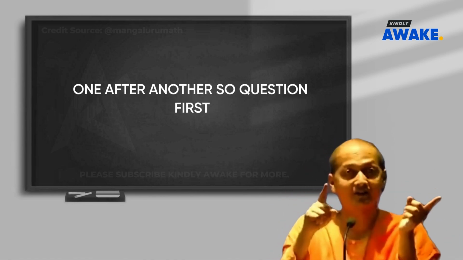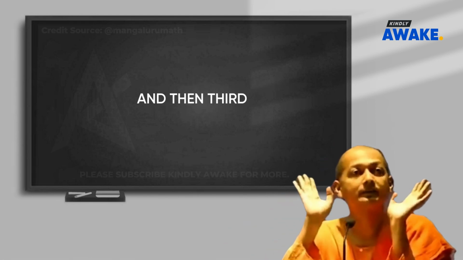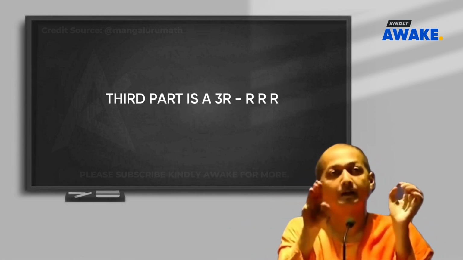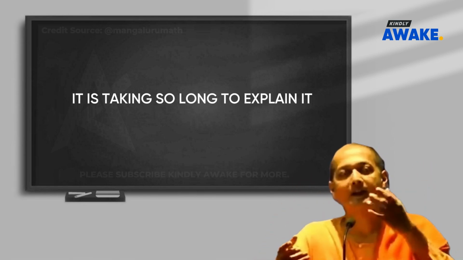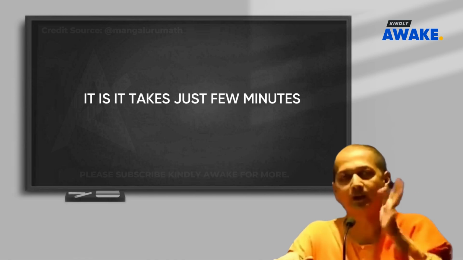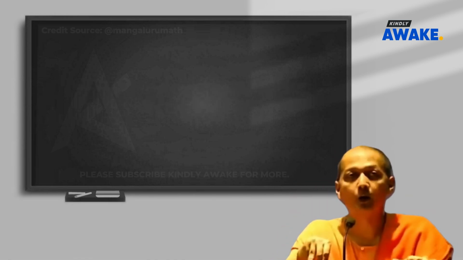So question first, then study. Not study first and then question. And then the third part is the 3R. After survey and questions, it is taking so long to explain, but actually when you do it, it takes just a few minutes. Then you start reading. First is R1, reading. How do you read? Do you have to learn how to read also?